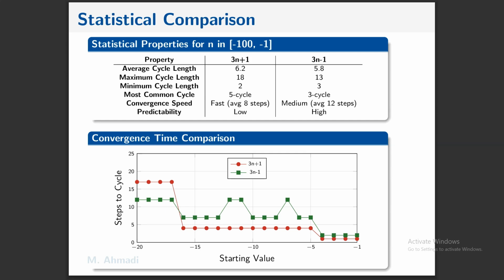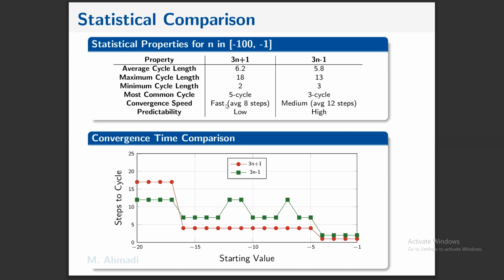Also, we have the statistical comparison, the statistical properties for n from -100 to -1. Average cycle length for 3n+1 is 6.2, for 3n-1 it is 5.8. Maximum cycle length for 3n+1 is 18. Maximum cycle length for 3n-1 is 13. Minimum cycle length for 3n+1 is 2. And minimum cycle length for 3n-1 is 3. Most common cycle for 3n+1 is the 5 cycle. For 3n-1 it is the 3 cycle.